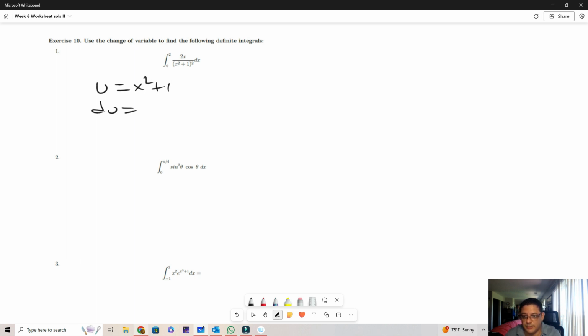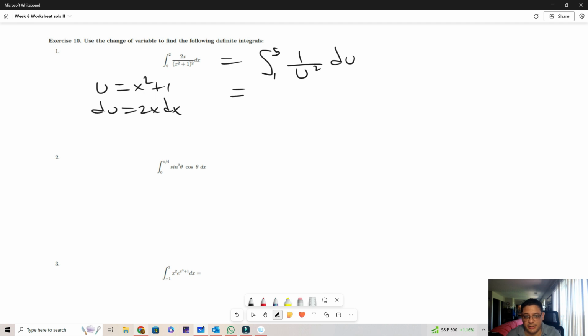And so the du is 2x dx. You can see that the 2x dx is on the top. So this is going to be transformed into 1 over u squared du. And now we can transform the limits of integration. When x equals 0, u is going to be equal to 1. When x equals 2, then u is going to be 5.